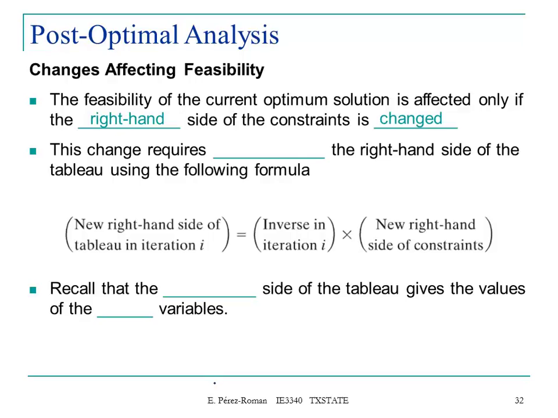This change requires recomputing the right-hand side of the tableau using the following formula. In order to get the new right-hand side of the tableau in iteration I, you need to multiply the inverse in iteration I times the new right-hand side of the constraints. This is the type of formula that you need to put in your formula sheet. So to recompute the right-hand side of the tableau, you need this formula. Recall that the right-hand side of the tableau gives the values of the basic variables.